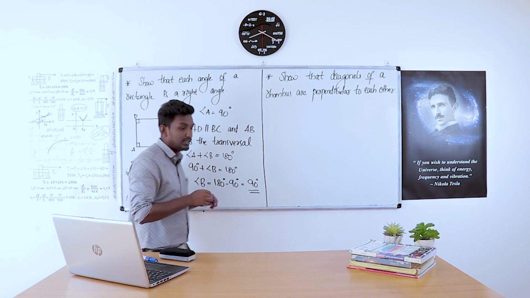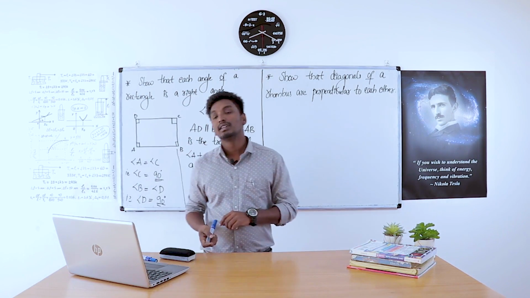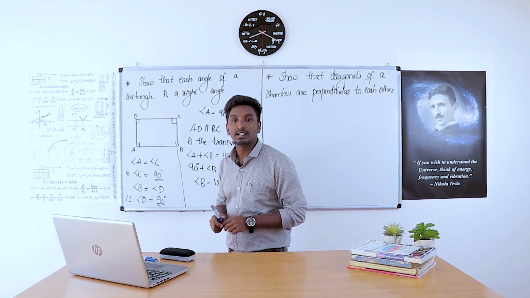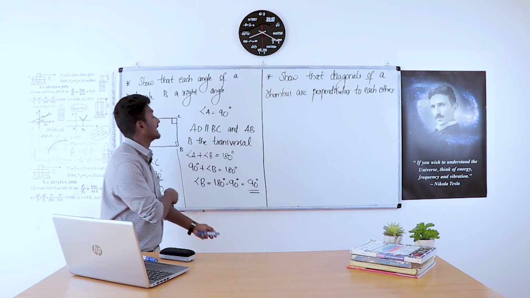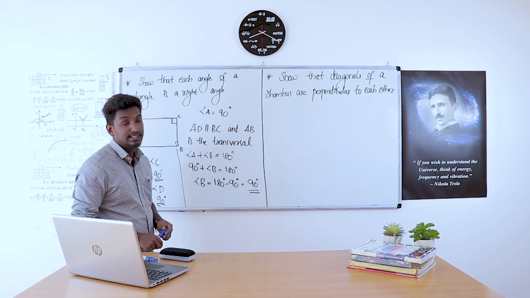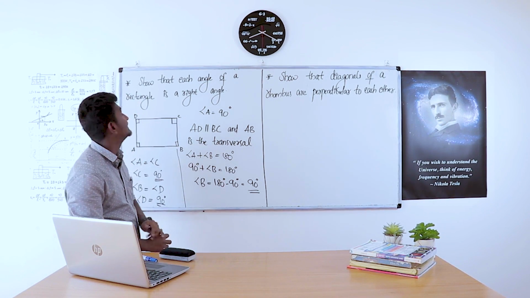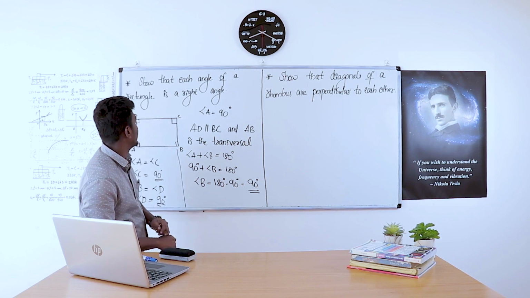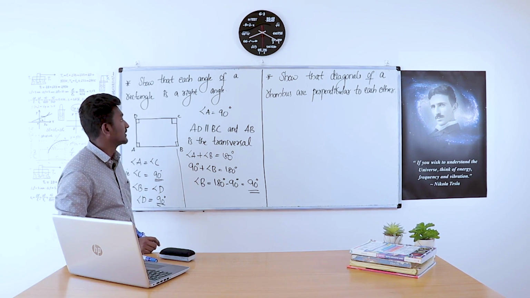Now look at the figure. All the four angles become right angles. Therefore, in a rectangle, we can say that all the angles are of 90 degree. Otherwise, we can say that each angle of a rectangle is a right angle. Hence, we proved it.